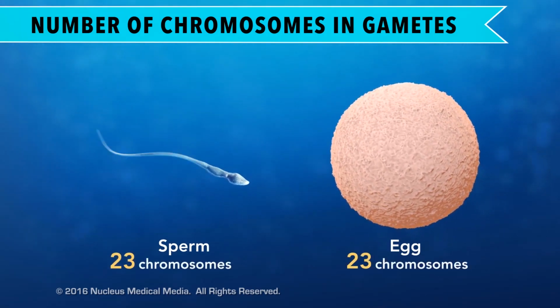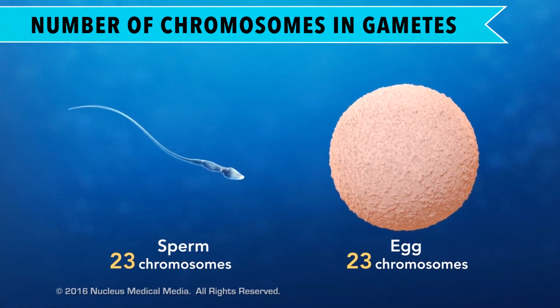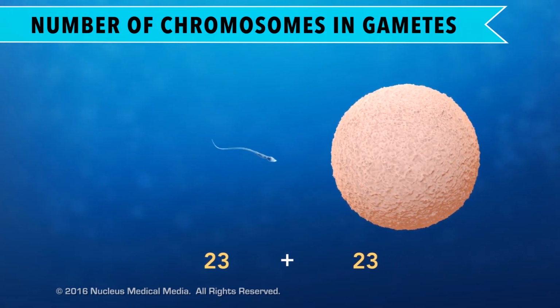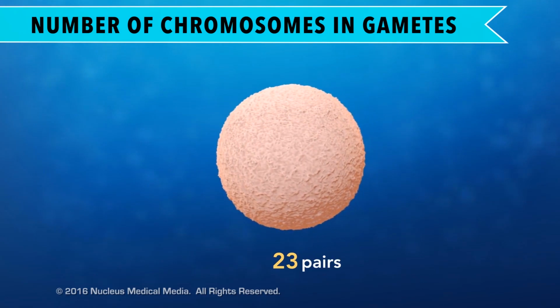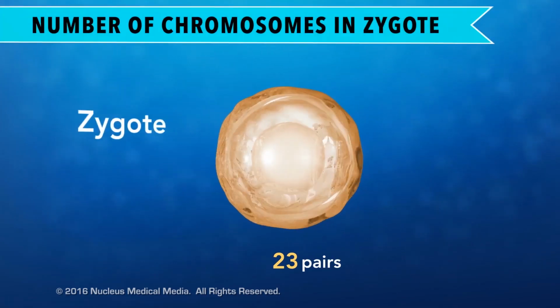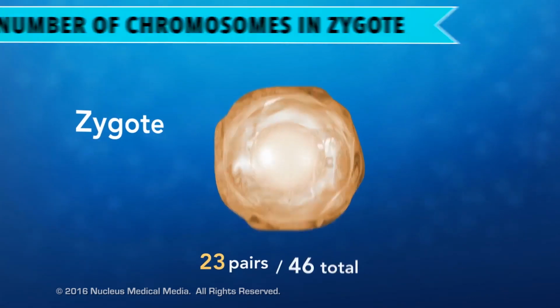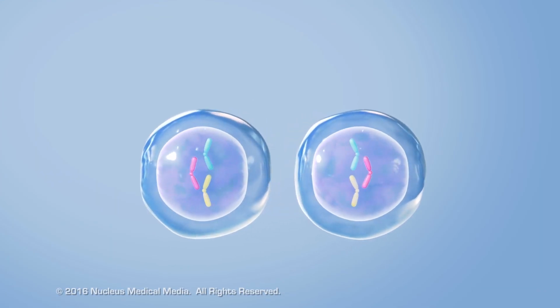And, unlike somatic cells, gametes are not genetically identical to their parent cells. When a sperm cell fertilizes an egg, they both contribute their 23 chromosomes. This fused cell, called a zygote, now has 23 pairs of chromosomes for a total of 46. This overview of cell division will help prepare you for studying the cell cycle, which is the life cycle of the cell.